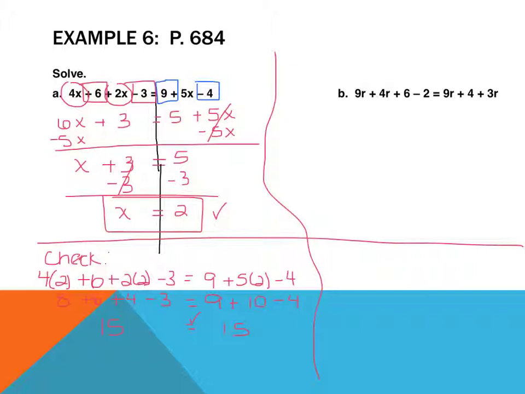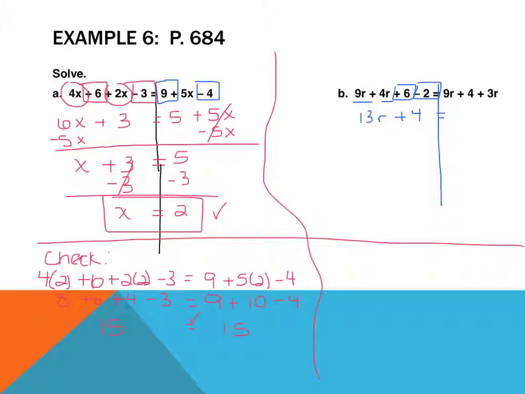Alright, so B, start off with your balance line. We're going to simplify both sides before we start solving. So step 1 is always simplify, as much as you can simplify. So I can combine like terms. 9r plus 4r is 13r. 6 minus 2 is positive 4.